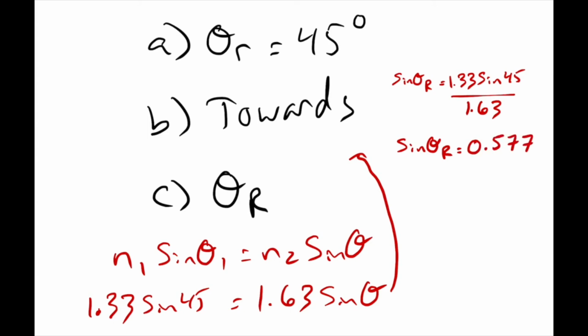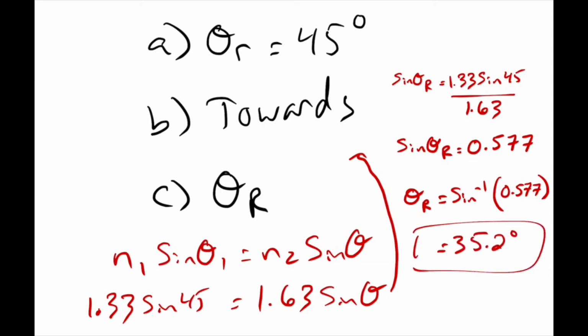To find that angle, you need to take the inverse of sine. So theta r is going to equal sine minus 1, 0.577. So on your calculator, you're going to find the button that says inverse sine, or sine negative 1. You're going to put a bracket around it. You're going to put 0.577, and your answer becomes 35.2 degrees. And that's our final answer.